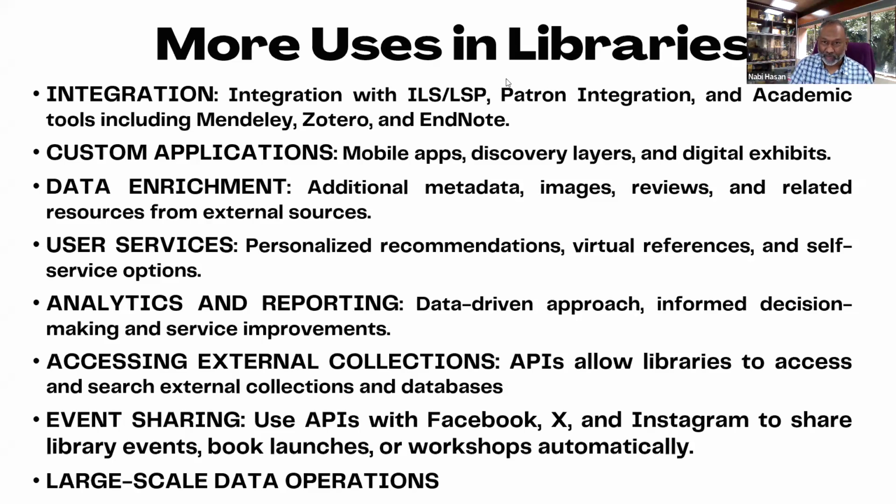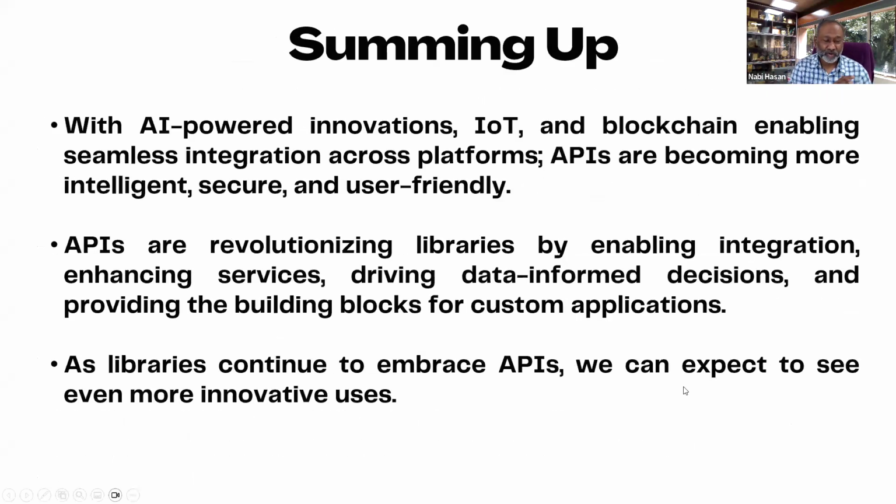So with this, I would like to sum up that with AI-powered innovations, IoT, and blockchain enabling seamless integration across platforms, APIs are becoming more intelligent, secure, and user-friendly. APIs are revolutionizing libraries by enabling integration, enhancing our service quality, helping us in taking data-driven decisions, and providing the building blocks for custom applications. As libraries continue to embrace APIs, we can expect even more innovative uses to be explored in the future.